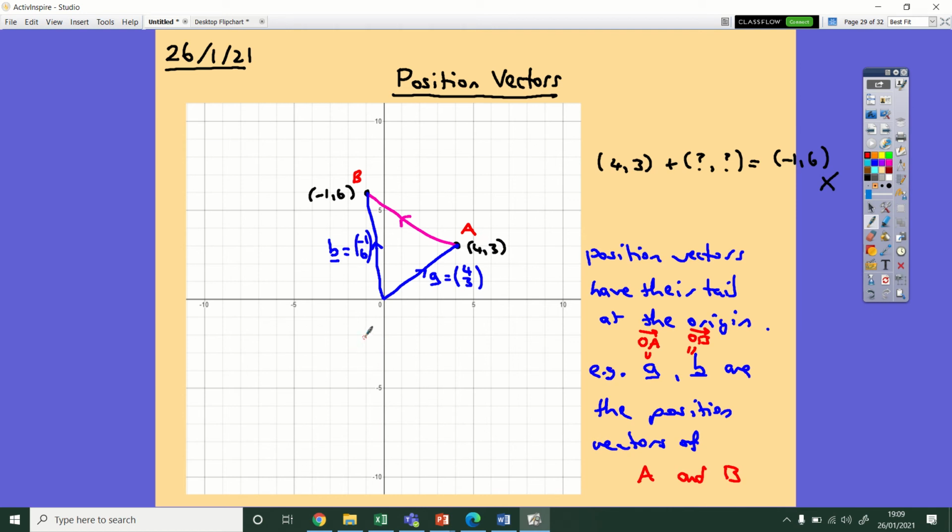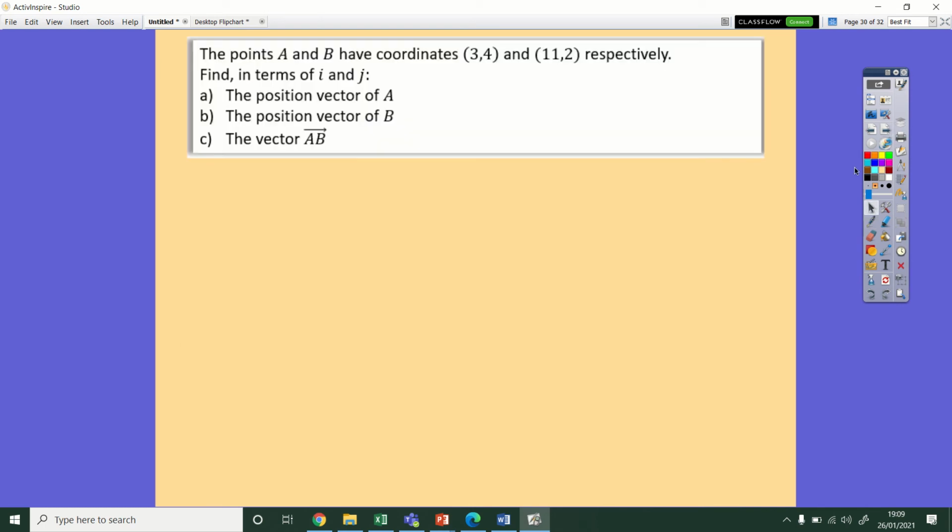Right, so that's the basic definition. Now we've got the idea behind it, we can look at some problems. So here we are, here's the first one, and I've taken these from the Dr. Frost PowerPoint. If you want to have a look at them yourself, I'm going to attach the PowerPoint as well. So the points A and B have coordinates 3, 4 and 11, 12 respectively. That just means that this is A and this is B, same order as over here. So when I see coordinates, I want to associate it with their position vectors.